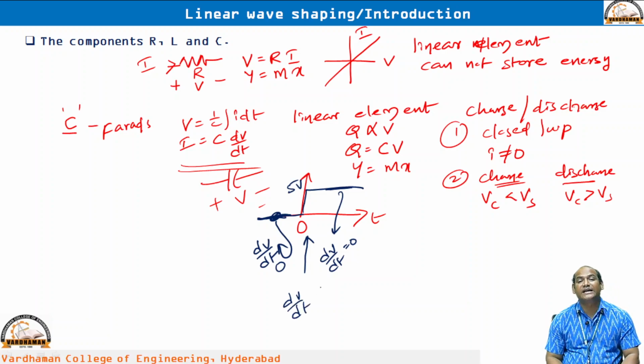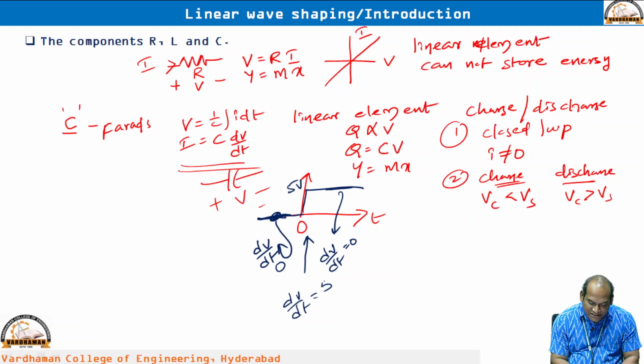Why am I concentrating at t is equal to 0? My intention is to see the behavior of the capacitor at a discontinuity, because in this signal representation I have the discontinuity only at t is equal to 0. So, I am calculating dV by dt at t is equal to 0. dV by dt means the change in voltage, from 0 volts to 5 volts. After the discontinuity I have 5 and before the discontinuity I have 0.